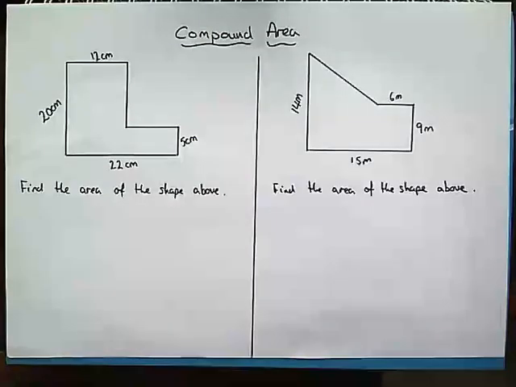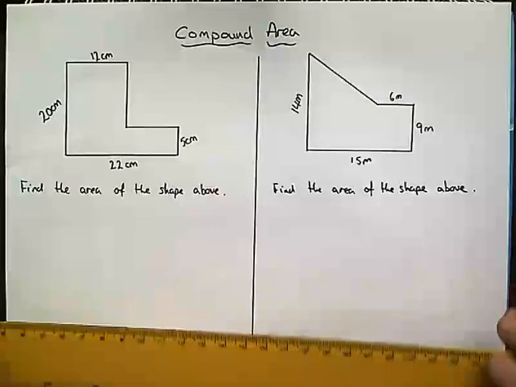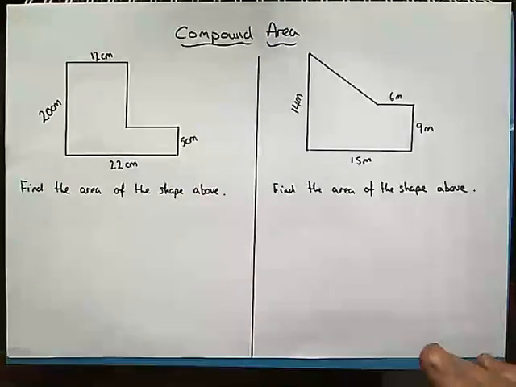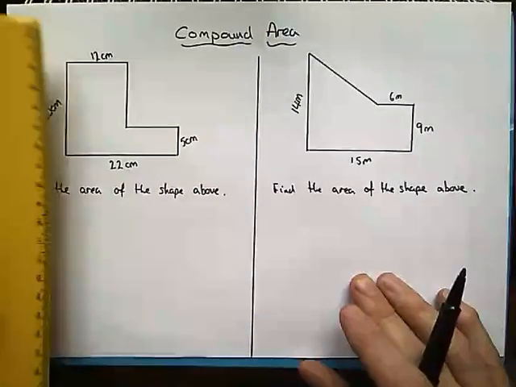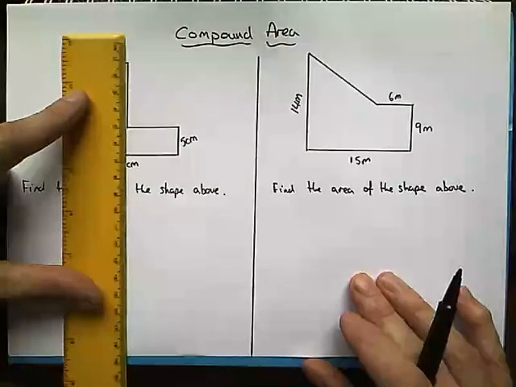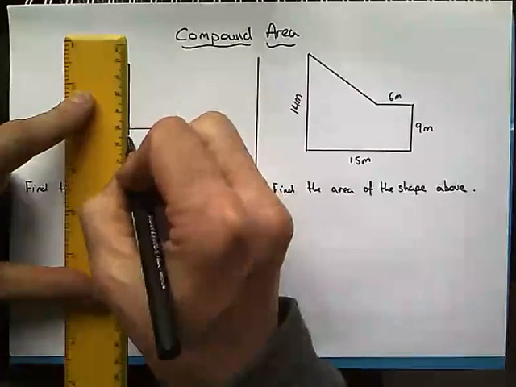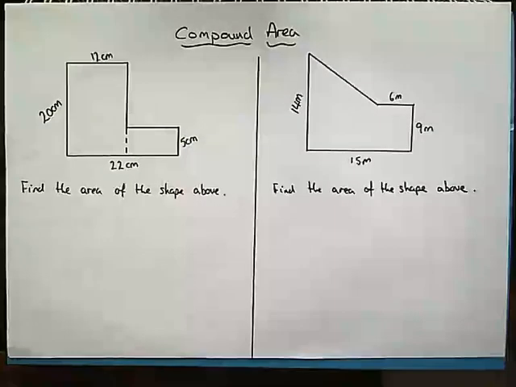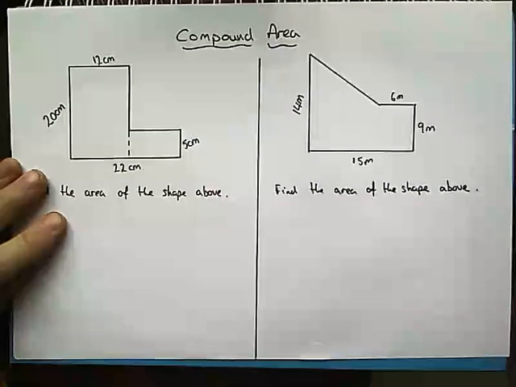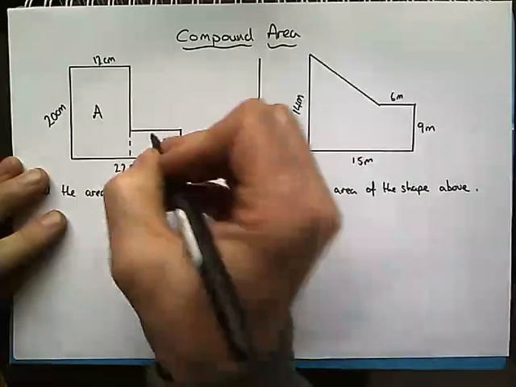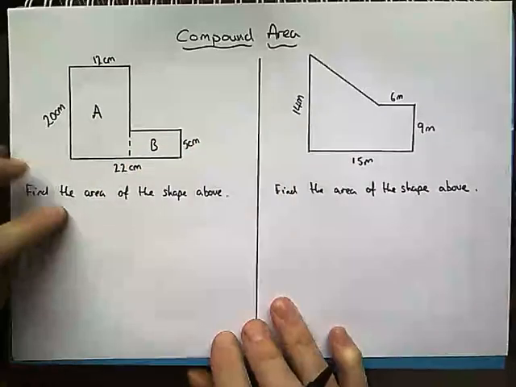So the example on the left is like an L shape, but it's actually much easier if we break it up into two shapes, which we know how to work out the area of. So if you were to split this shape into, let's say, these two rectangles, it might be a lot easier to work out the total area. So we're going to call this rectangle A and this rectangle B.